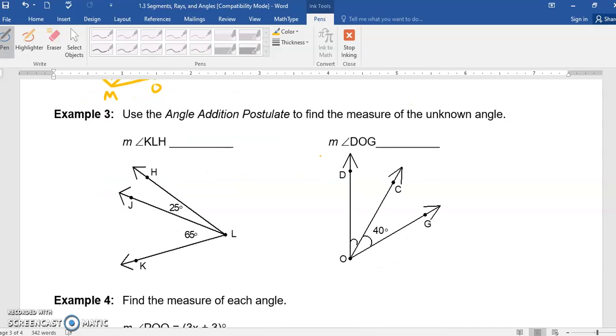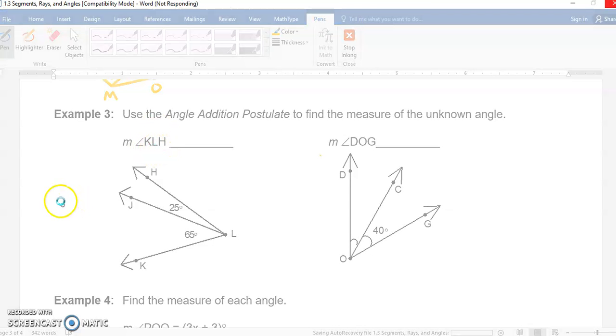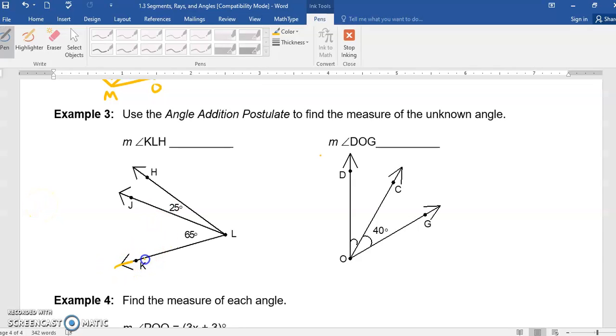Use the angle addition postulate to find the unknown. Don't go by looks. These are not going to be drawn to scale. Okay, what's the measure of angle KLH? My computer's got to catch up to us here a little bit. It should just be KLH is the whole thing. So piece plus piece equals whole thing. 65 plus 25 is 90. That diagram is not drawn to scale. Sometimes you have to get over the fact that things are not drawn the way they ought to be, but you just go with it.